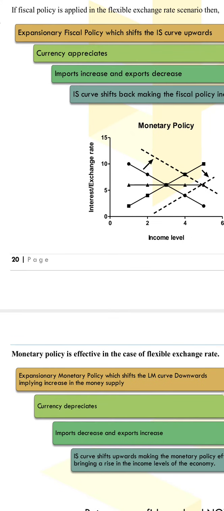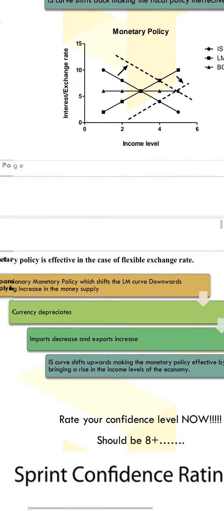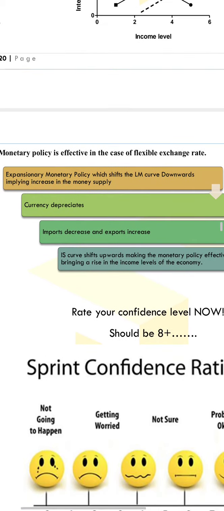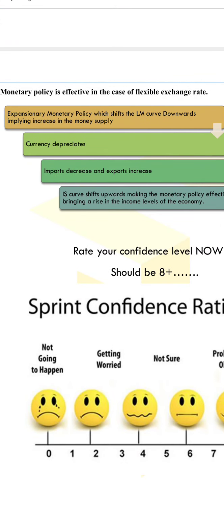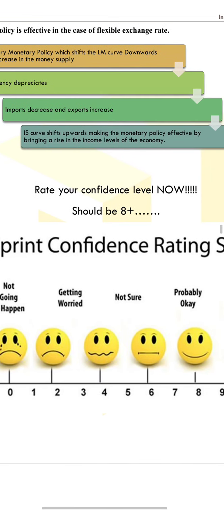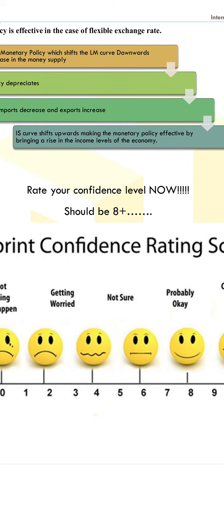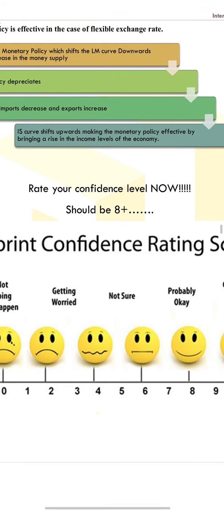Monetary policy is effective in the case of flexible exchange rate. Expansionary monetary policy shifts the LM curve downward, implying an increase in the money supply. The currency depreciates, imports decrease and exports increase. The IS curve shifts upward, making monetary policy effective by bringing a rise in the income level of the economy.